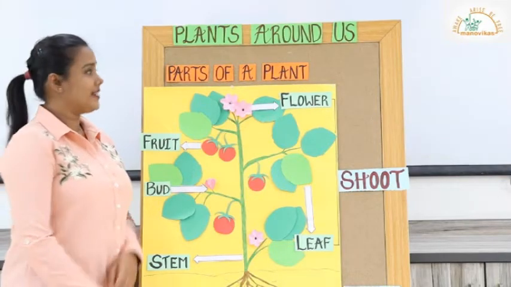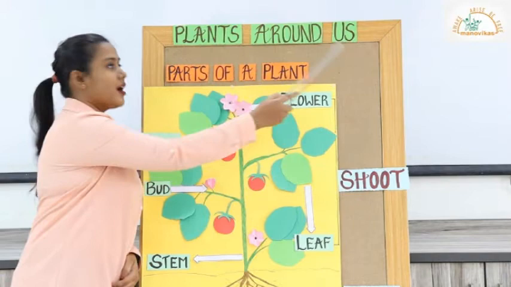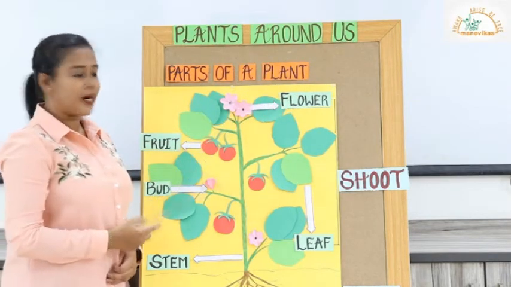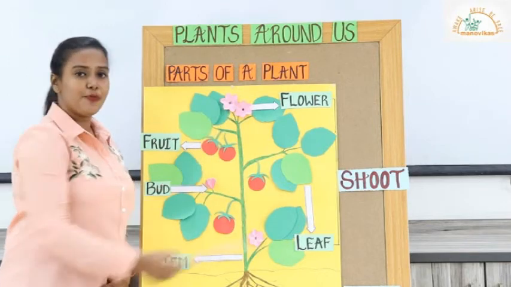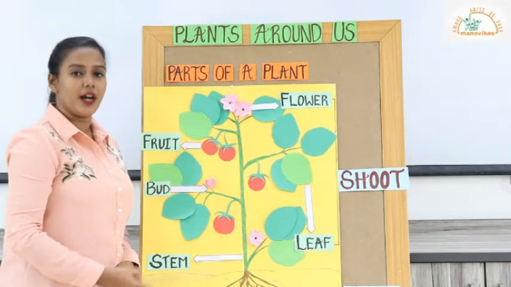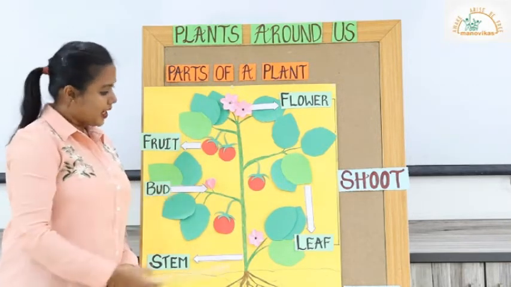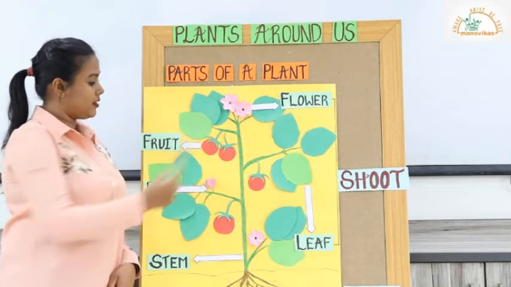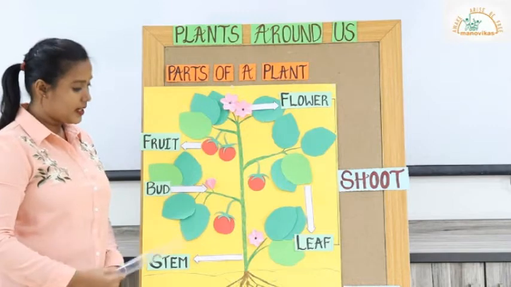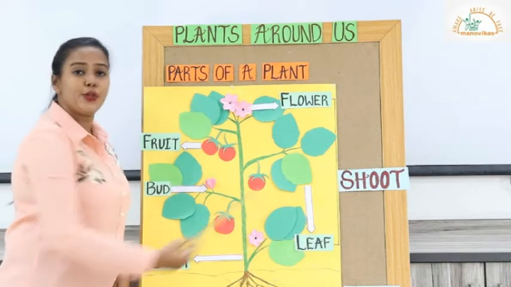Our topic for today is plants around us. And we are going to learn about different parts of a plant. Now here I have put up a chart and you can see a plant. And on this plant I have marked different parts. For example, you can see the flower, the fruit, bud, stem, leaf and root.